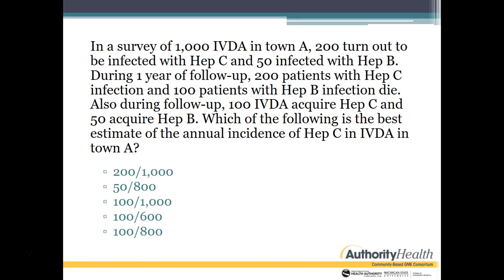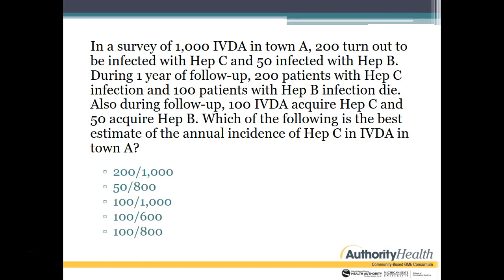All right, this one's a lot of words. In a survey of 1,000 IV drug abusers in Town A, 200 turned out to be infected with hepatitis C and 50 with Hep B. During 1 year of follow-up, 200 patients with Hep C infection and 100 patients with Hep B die. Also during follow-up, 100 patients acquire Hep C and 50 acquire Hep B. Which of the following is the best estimate of the annual incidence of Hep C in IV drug abusers in Town A? All right, so there's a lot of numbers and hepatitis is in this problem.